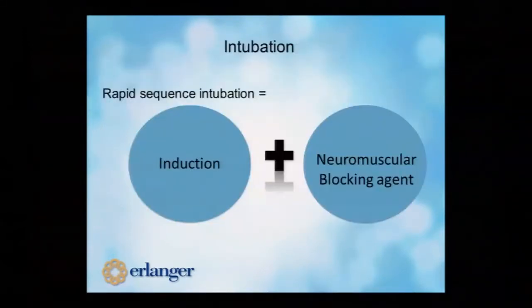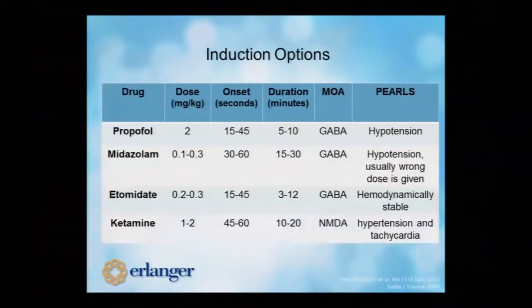So rapid sequence intubation refers to giving an induction agent and a neuromuscular blocking agent together before intubating the patient. Commonly used induction agent options include propofol, midazolam, etomidate, and ketamine. I have the doses listed there. They're all weight-based dosing. The two probably most common ones that you'll see are etomidate and ketamine because these others can cause quite a bit of hypotension.